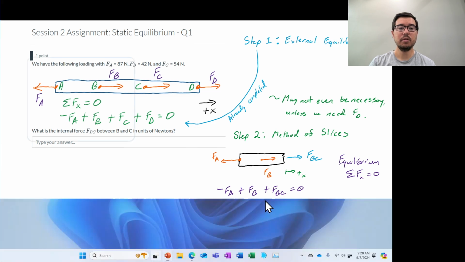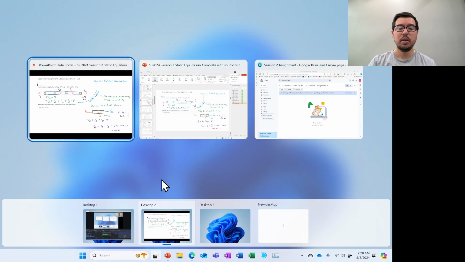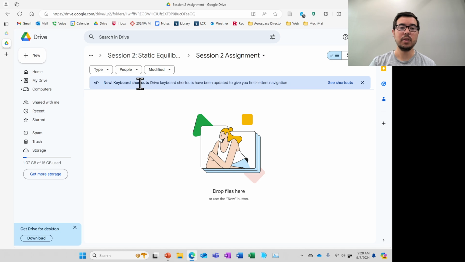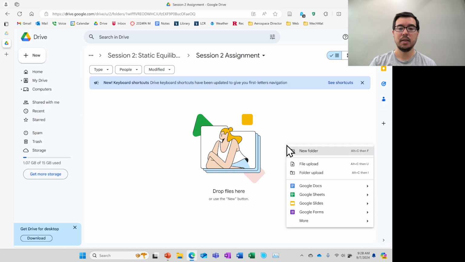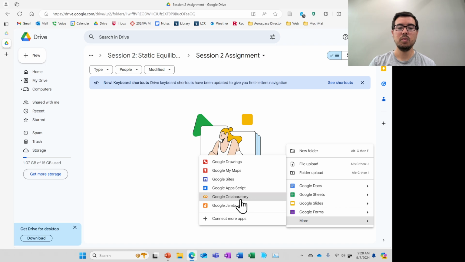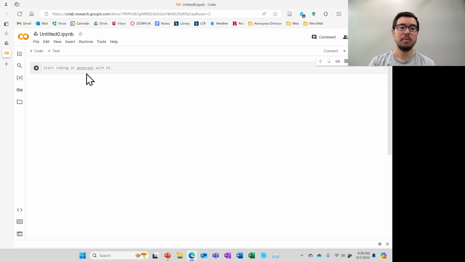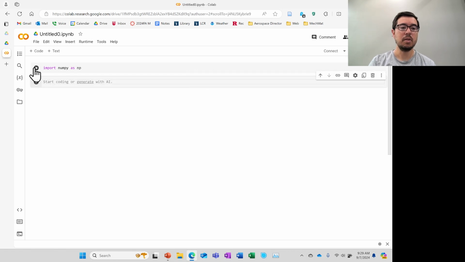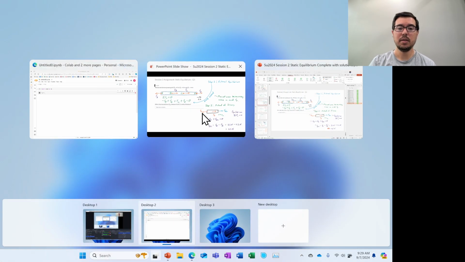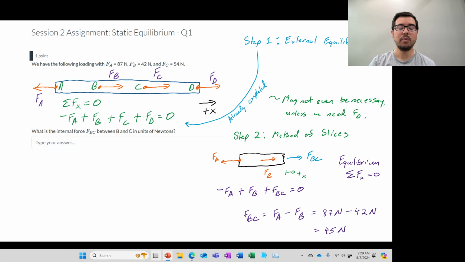And for the sake of still getting comfortable with Python to solve these types of problems, we'll go ahead and create a new Colab notebook or script for us to be able to solve this problem numerically very quickly. So once again, we import numpy as np, and we only need to insert Fa and Fb. So Fa was 87 newtons and Fb is 42 newtons.